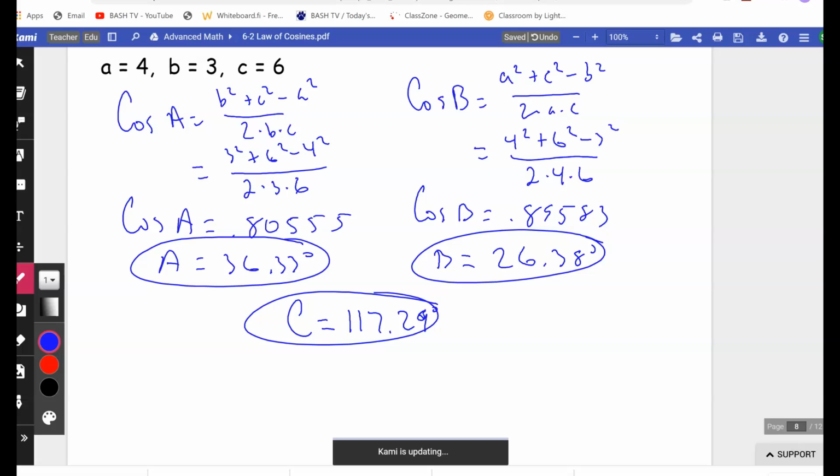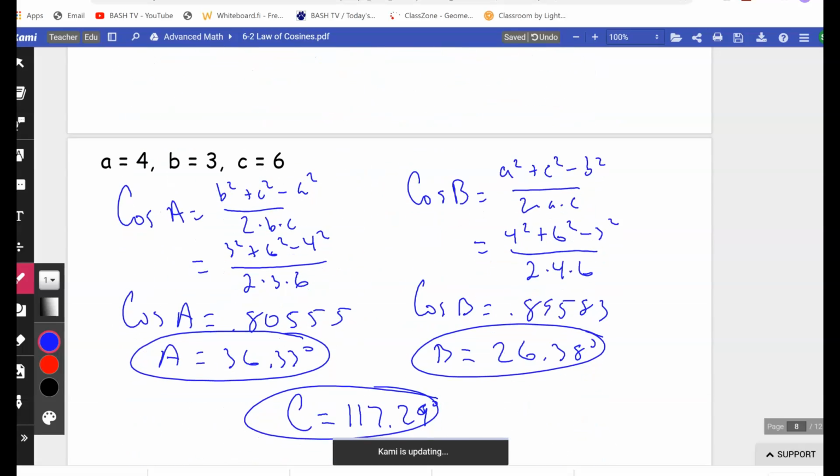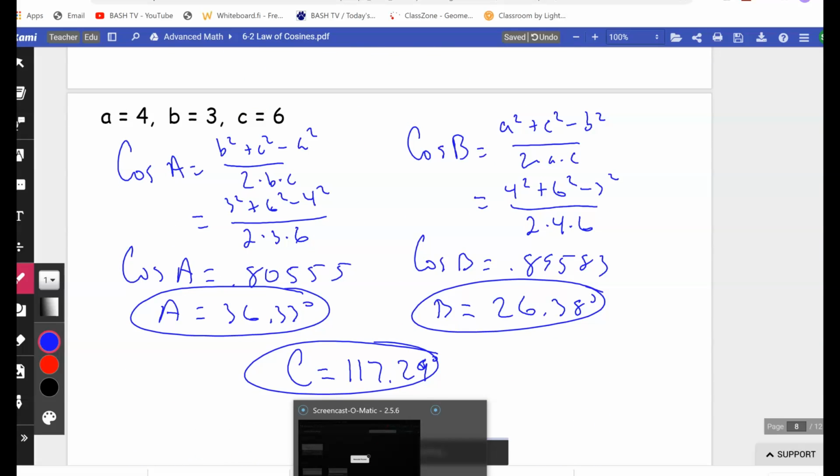All right. So that's all we're going to do for now. I just wanted you to kind of look over this and see how to do law of cosines. It is pretty easy. It's just kind of plugging into the formulas. Okay. All right. Have a good day, everyone.